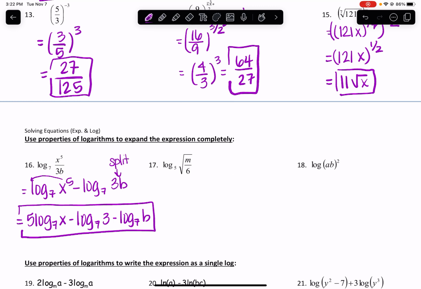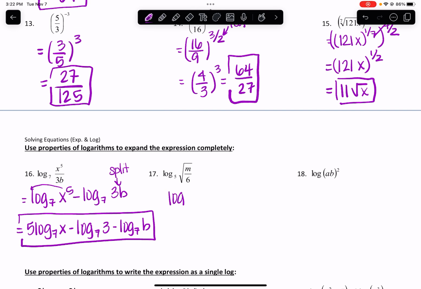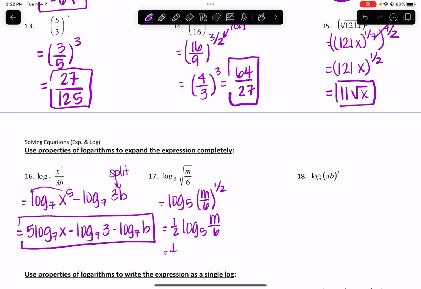Here, we're going to raise both to the 1/2. Log base 5 of m divided by 6 to the 1/2. We're going to move the 1/2 to the front, of m over 6. Now I need to split that subtraction. Now you can put the 1/2 in front of both, or you can do a 1/2 parentheses log base 5 of m minus log base 5 of 6.